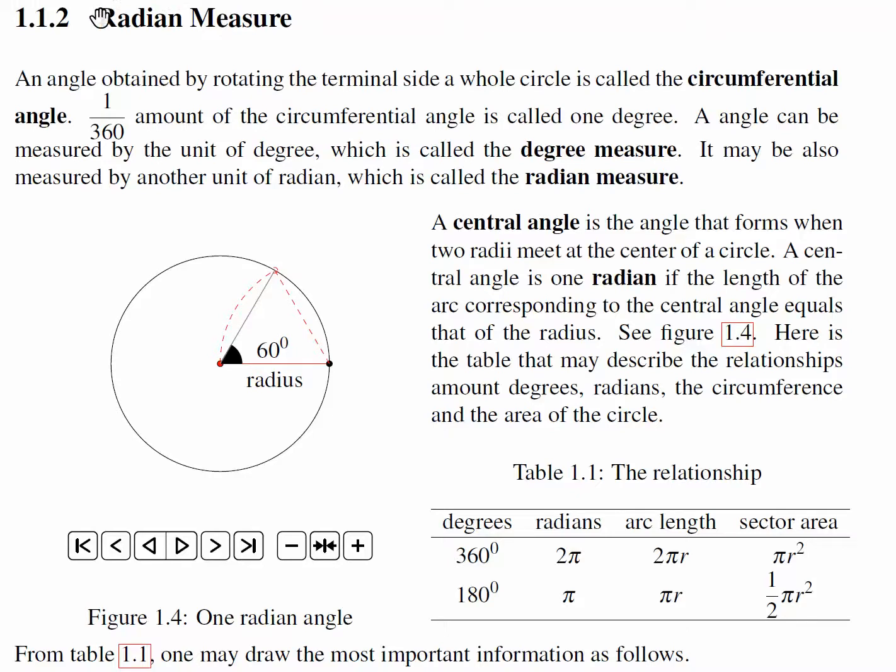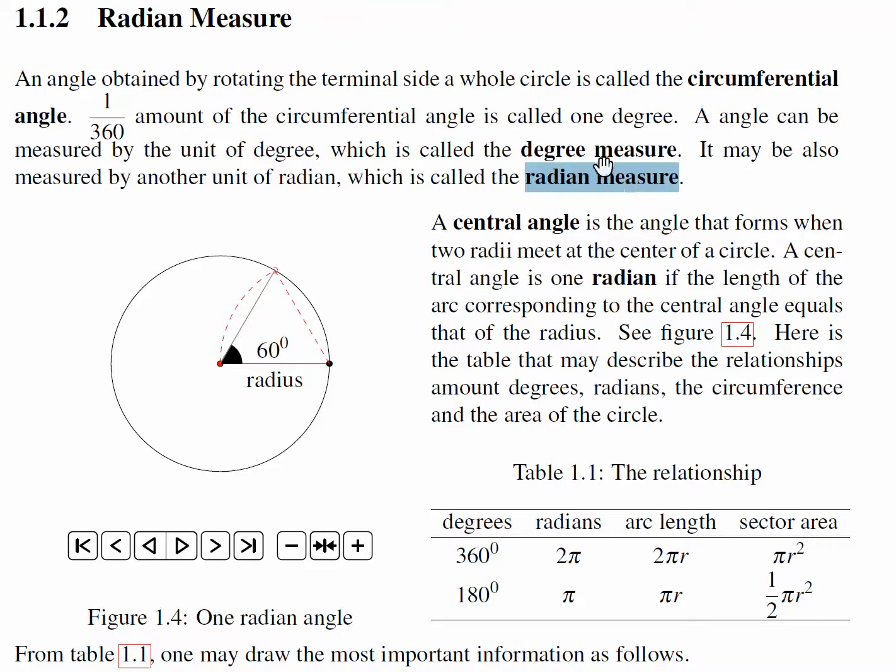Let's look at the definition of the radian measure of an angle. There are two ways to measure how large an angle is. One way is by degree measure. Another way is radian measure.